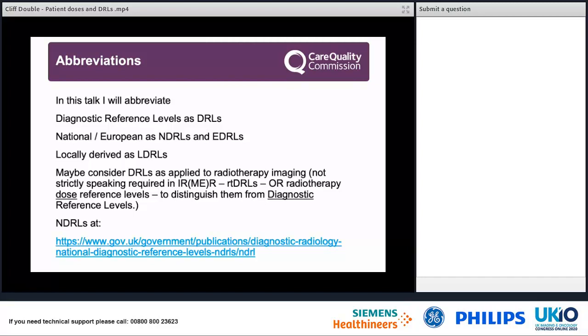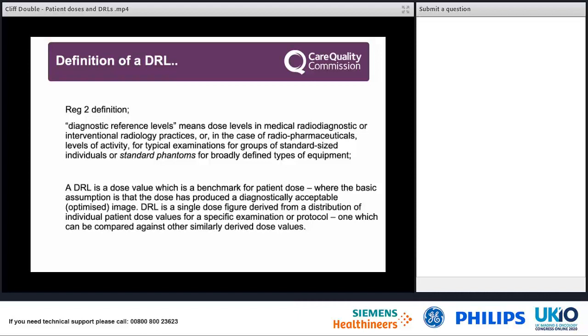So the definition of a DRL, regulation 2 sets out a number of definitions, including this for diagnostic reference levels. You can read it yourself there. It's in black and white in the regs themselves. It makes reference to standard-sized individuals and standard phantoms, for broadly defined types of equipment. The phantom bit is interesting. As far as I'm aware, no one uses that option for setting DRLs.